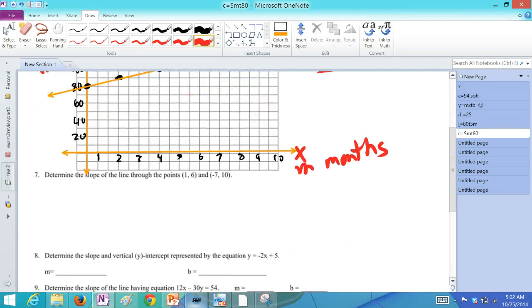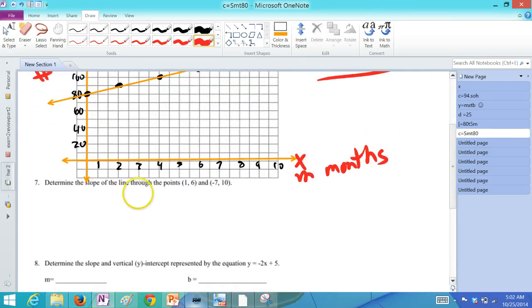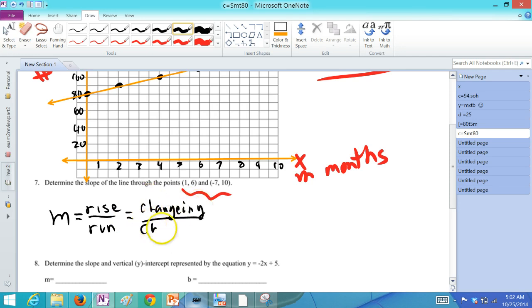Sorry about that. Okay, we need to determine the slope. So now we're switching gears. Given 2 points, find the slope. There's a formula for slope. The idea of slope is that it's the rise over run. And what it is the change in y divided by the change in x. It tells you what your slope is.